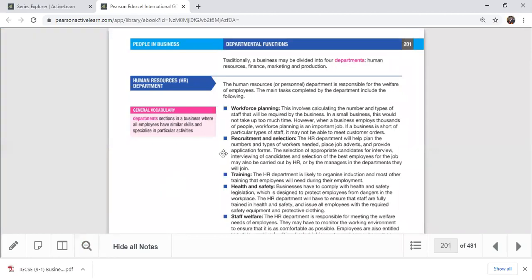Traditionally, businesses have mainly 4 departments, as I told you: HR, human resource, finance, marketing, and production. The new term for HR is people manager or personnel manager. Simply we call it HRM, or human resource manager, and the human resource department is also called the personnel department. That is the new term given here in the textbook.